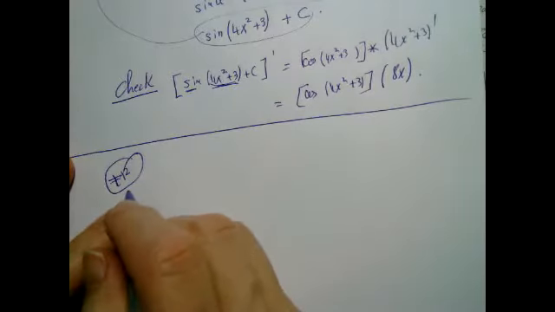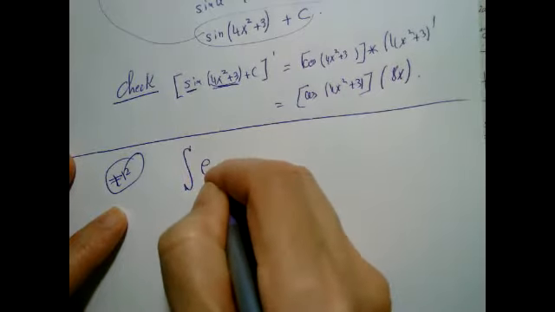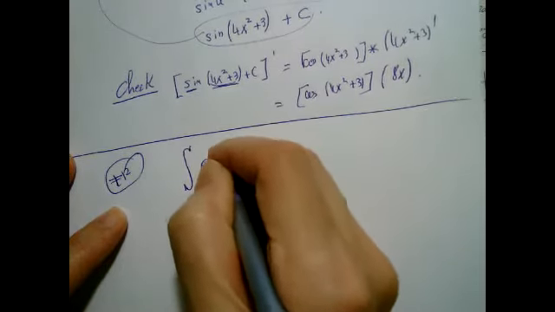All right. So now number 12. Okay, that's a good one. We have to find the antiderivative of e to the 3x plus 1.